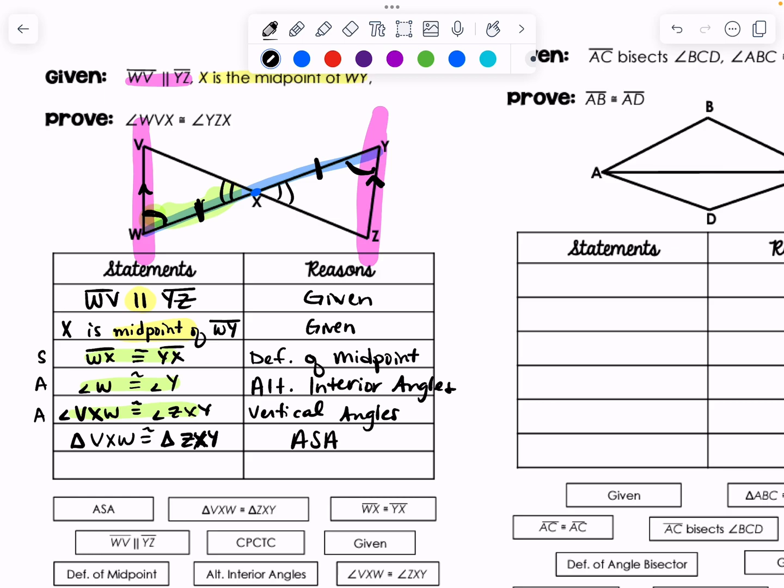Now I've already proved the triangles are congruent. So now I get to prove that this angle right here is congruent to this angle, and because the two triangles are congruent, I get to say that. So my proof statement from above, that's right here, angle WVX is congruent to angle YZX, and that's because of CPCTC.